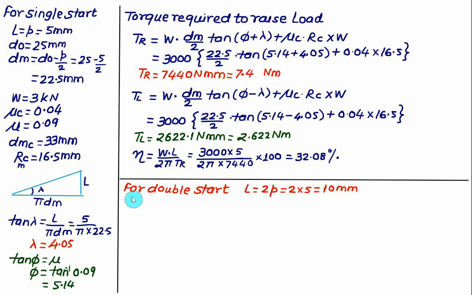So this time we have tan of lambda, which is defined as lead divided by pi dm, and the lead this time is equal to 10 divided by pi, and the mean diameter is the same, 22.5. Solve this, you will get the value of lambda. We'll call this one lambda 1. So we get the value of lambda 1 equal to 8.05 degree. Again you have to calculate TR, TL and the efficiency.